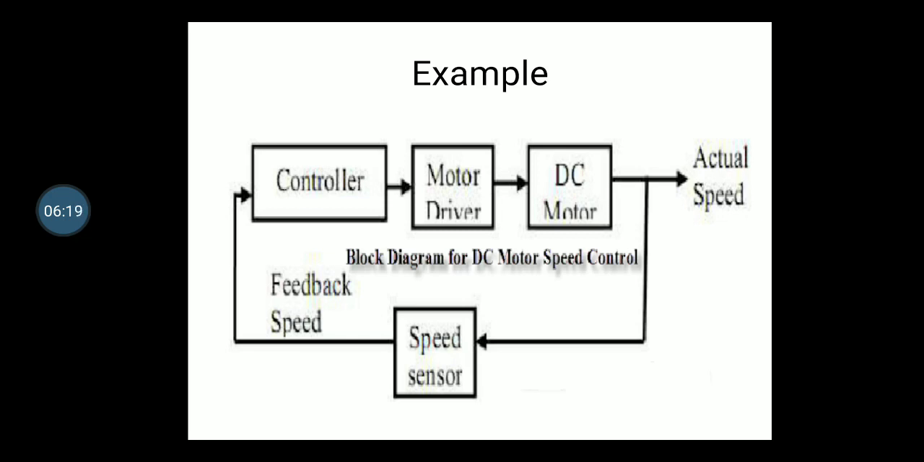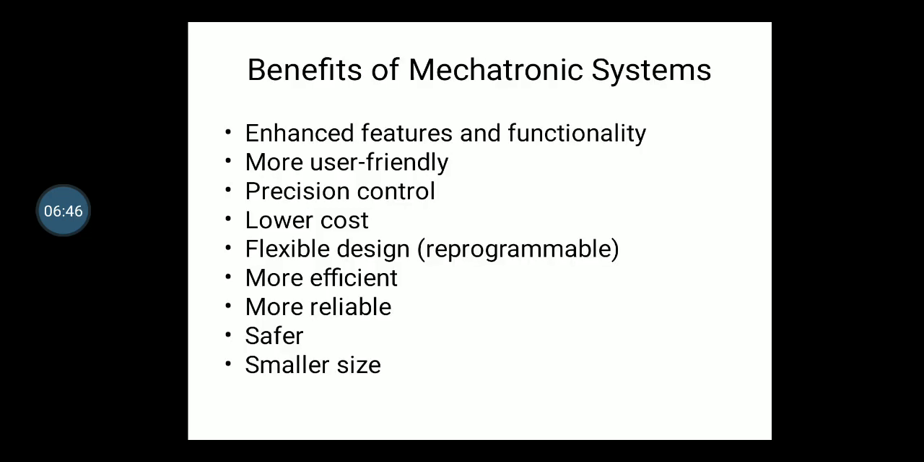Okay, so from this example we can clearly understand that mechatronics is nothing but the combination of computer science, electronics, mechanical engineering, and control system. When all these things are combined, we get the basic mechatronic system. Okay guys, so this is an example of a mechatronic system.